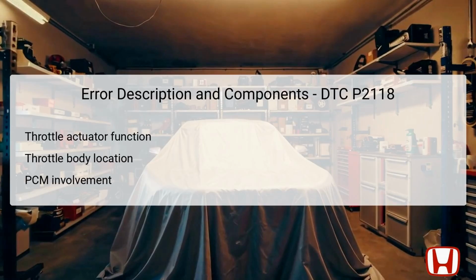The DTC P2118 alerts technicians to potential problems with the throttle actuator's current range or performance. The throttle actuator is crucial for controlling the air entering the engine and is directly integrated with the throttle body. The throttle body is located in the intake manifold, just after the air filter, where it regulates airflow based on engine requirements. In conjunction with the throttle body, the powertrain control module, PCM, governs the actuator's function, ensuring precise control of the throttle position and, subsequently, the engine's power output.